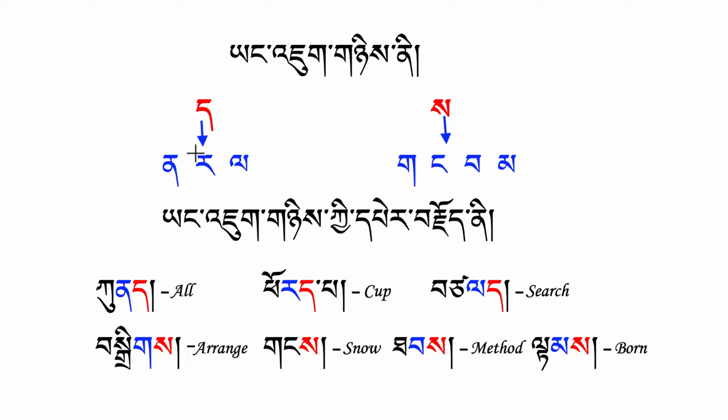So now it has a rule. Ta has specific letters: na, ra, la. After these three letters only can this letter follow. After the na, ra, la, only this Yangjuk letter can follow. And ka, nga, pa, ma, only these four letters can follow. Follow means can have a sa. None of the others can.